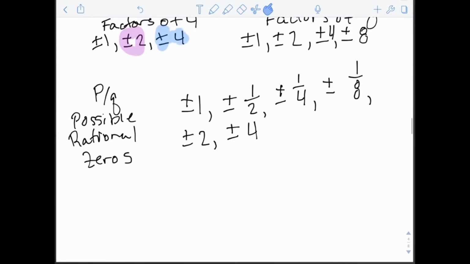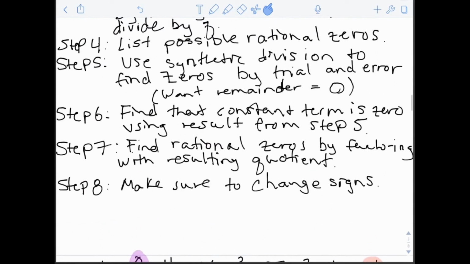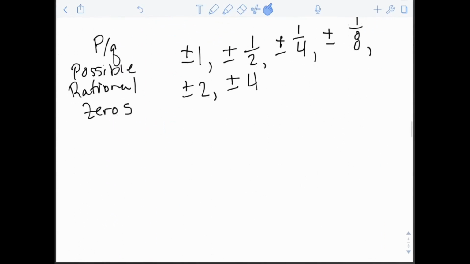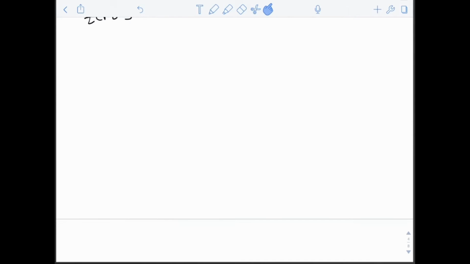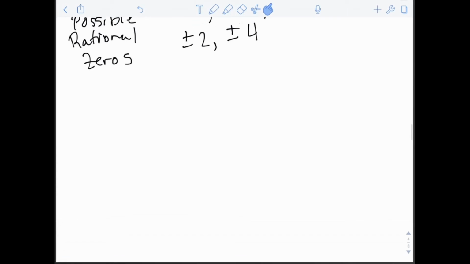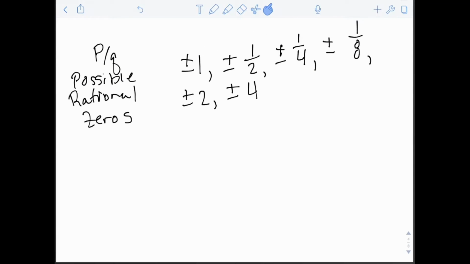So in this case, let's move on and start looking at our steps 5 through 8. Step 5 says use synthetic division to find zeros by trial and error. Then we'll find that our constant term is 0, and then we'll try to make sure that our zeros are factored out and that we're changing our signs. So let's set up our synthetic division and test our different values by trial and error. So let's see. Let's first start with plus or minus 1 here.